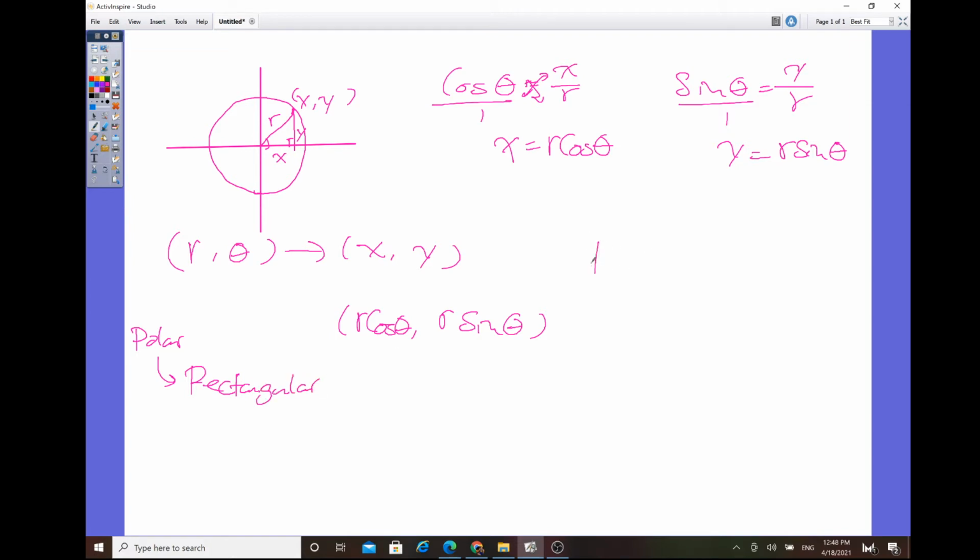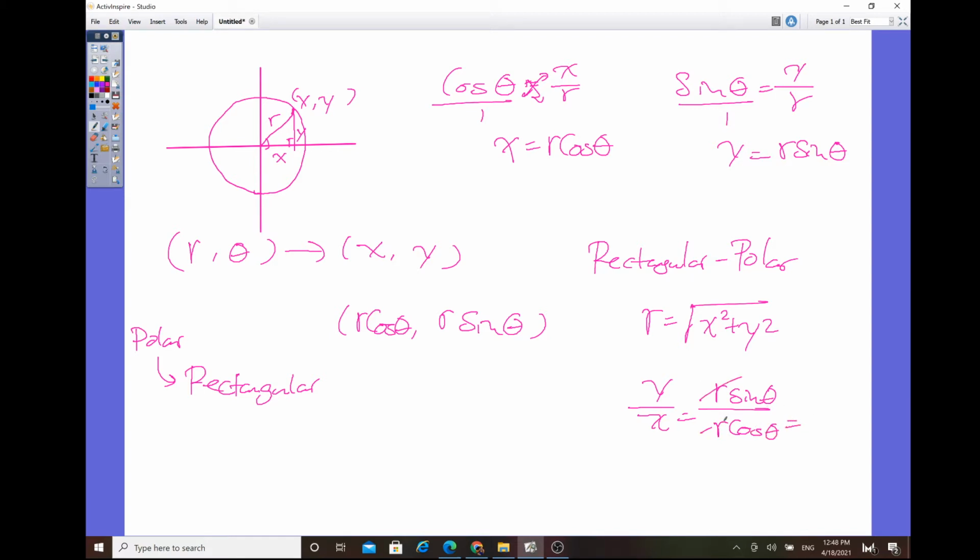And what about the other way around, rectangular form to polar form? We know that r is the square root of x squared plus y squared. If you put in the ratios, y over x is r sine of theta over r cosine of theta, which is tangent of theta. Once you solve for theta, it's the inverse tangent of the ratio y over x. Those are the formulas you need to know to convert back and forth.